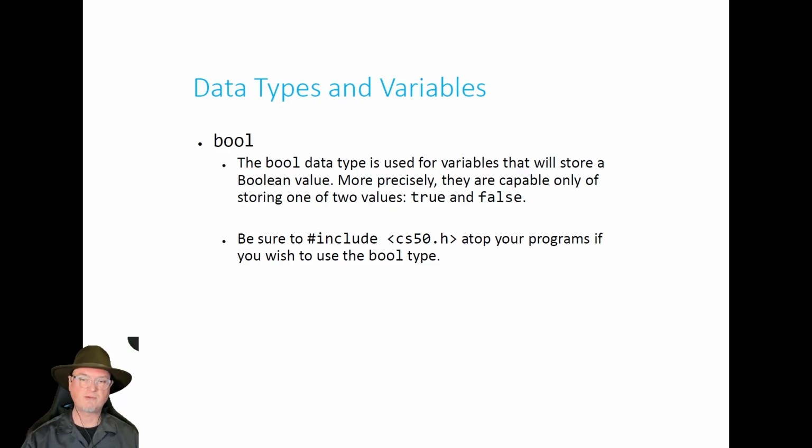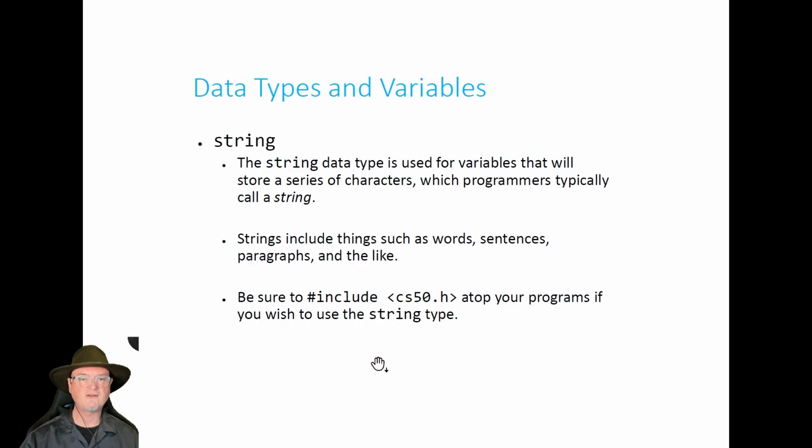I use it to set up conditional arguments. I use it to select data that adhere to certain conditions that I define. True and false are the 2 values that a Boolean can take. And numerically, that's equivalent to 1 and 0. True is 1, false is 0. If you're going to use the bool type to access those Booleans, you'll need to include the CS50.h header.